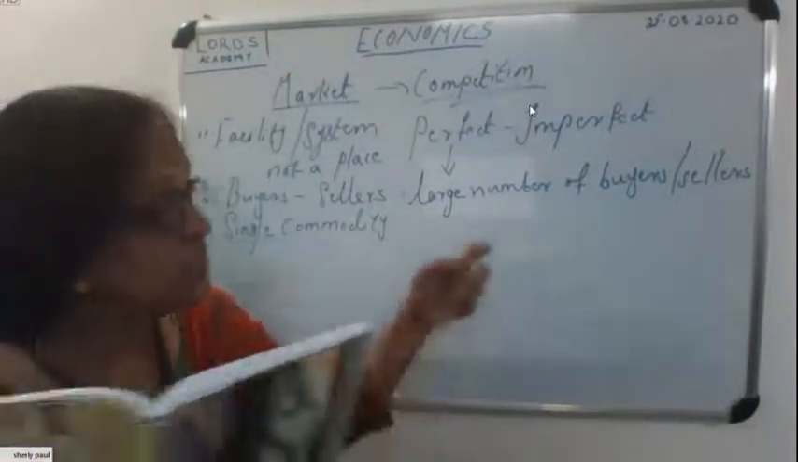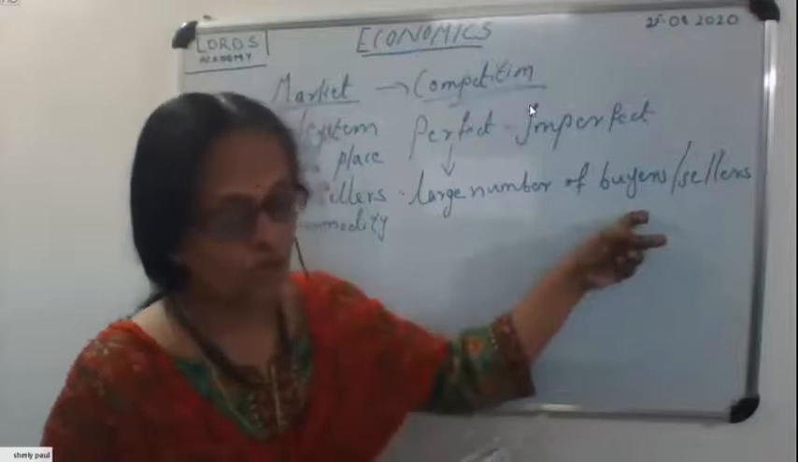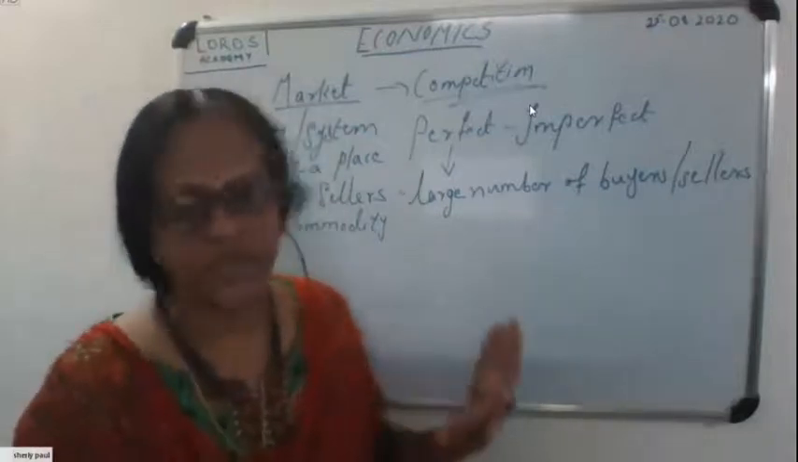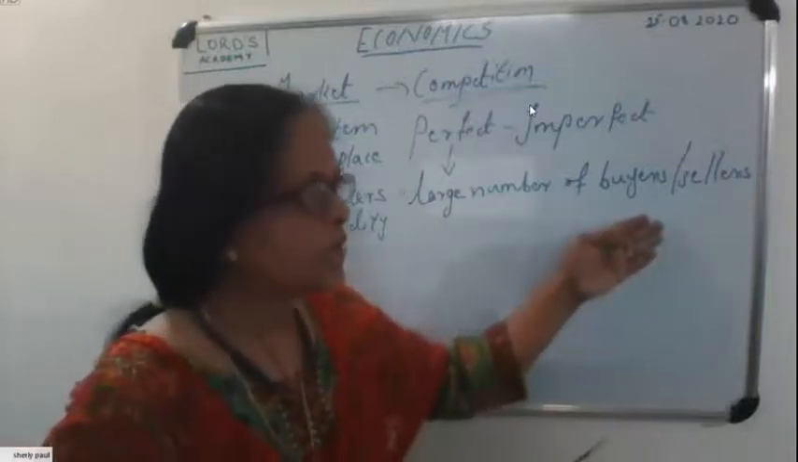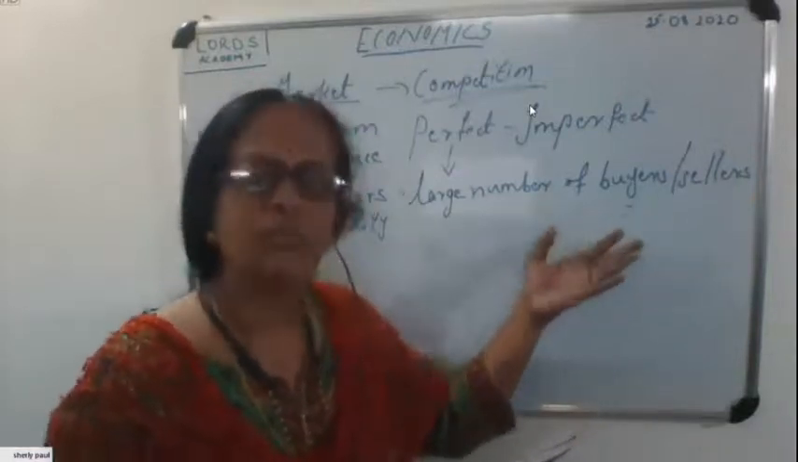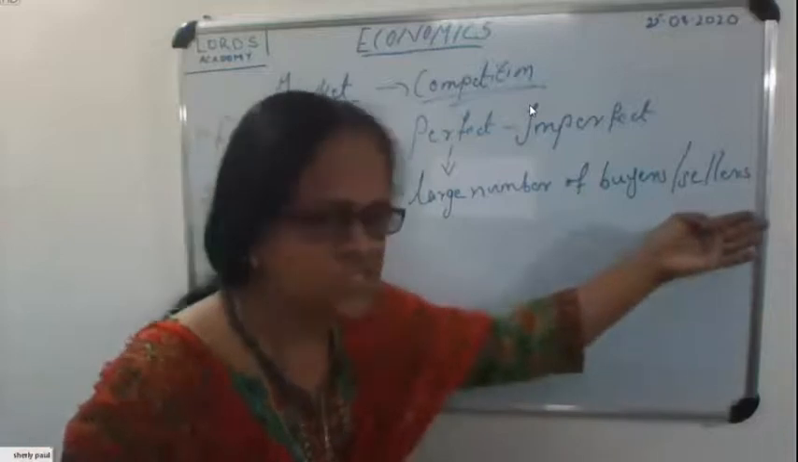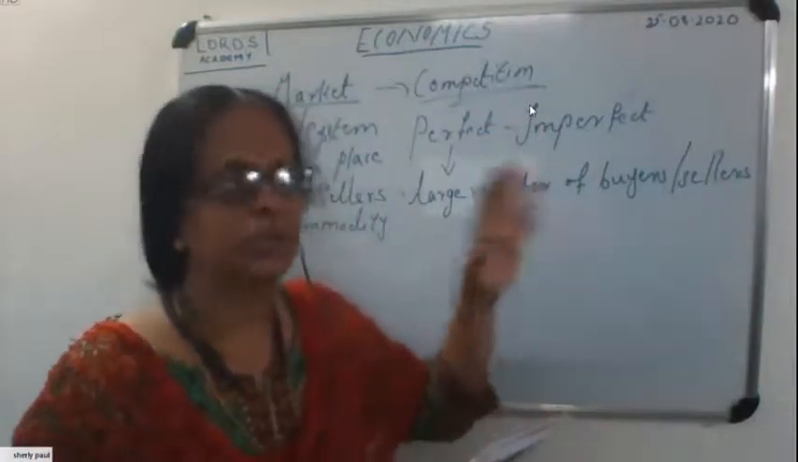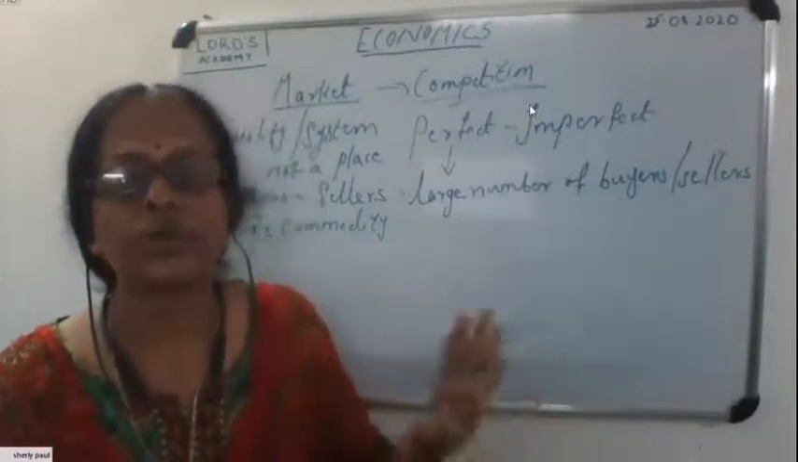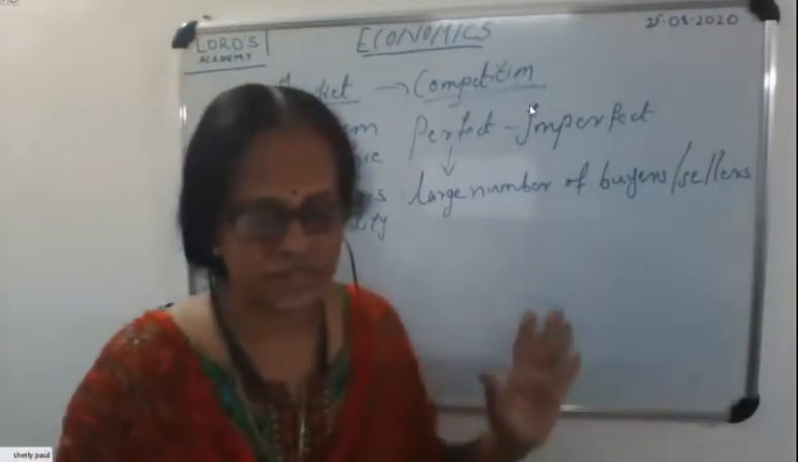Similarly, each individual buyer is also too small to influence the market price. He cannot bargain, because the same product is available in many places and there are many sellers. Therefore, the price is fixed in perfect competition, because there are a large number of buyers and sellers.